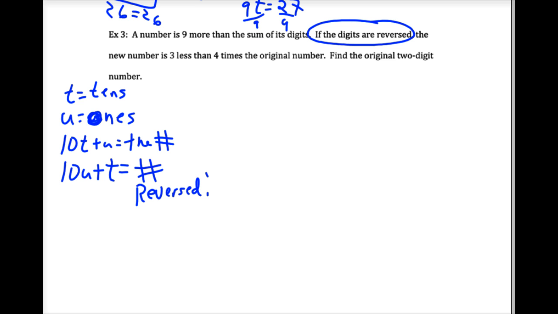Oh wait, so we don't need the reverse on the first. The first equation doesn't talk about reversed at all. It's the second equation where the digits reversed comes into play.